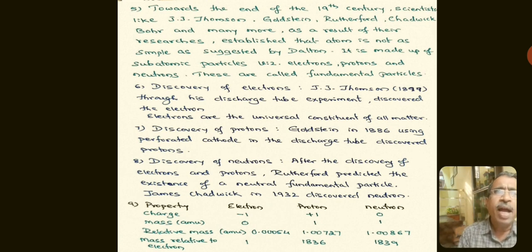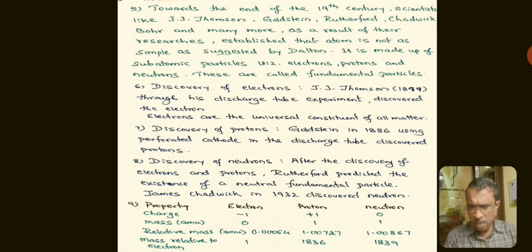Towards the end of the 19th century, scientists like J.J. Thomson, Goldstein, Rutherford, Chadwick, Bohr and many more, as a result of their researches, established that the atom is not as simple as suggested by Dalton. It is made up of subatomic particles, namely electrons, protons and neutrons. These are called fundamental particles. Now coming to the discovery of the electron.